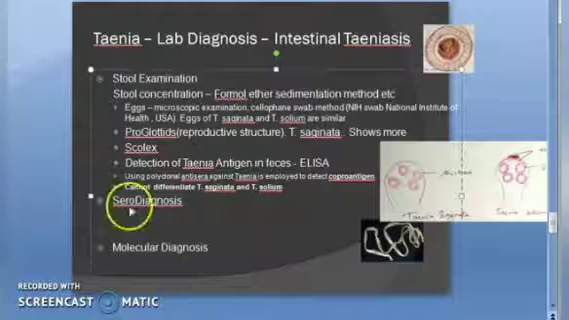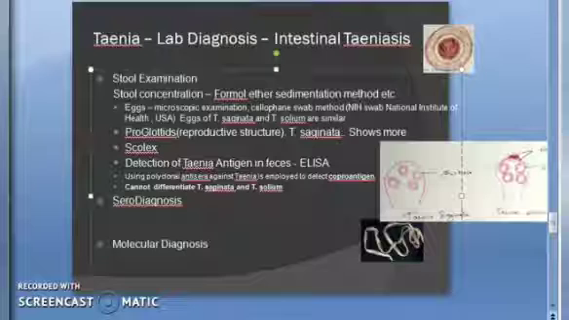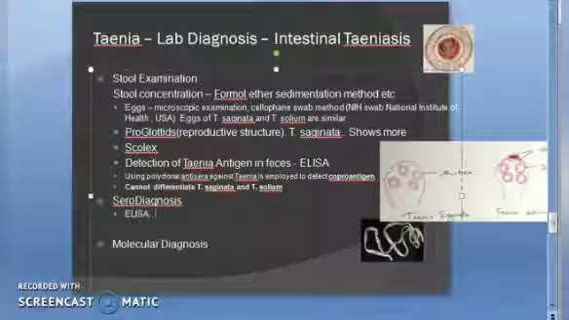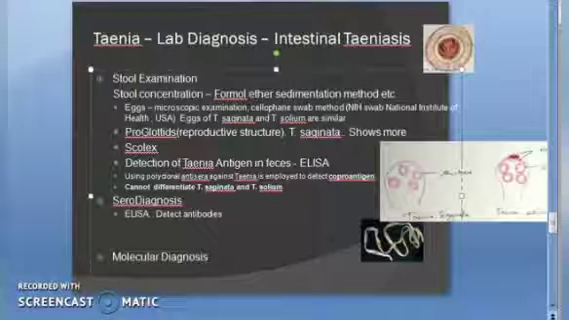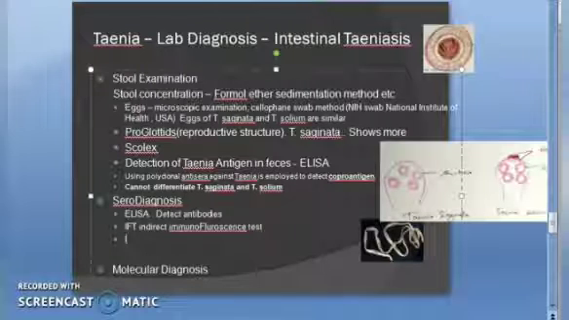Now we are moving to serodiagnosis for intestinal taeniasis. In serodiagnosis, antibodies only you will detect, correct? By ELISA again, but detect antibodies. You can use the indirect immunofluorescent test, IFT, indirect fluorescence test, and you can also use the indirect hemagglutination test.